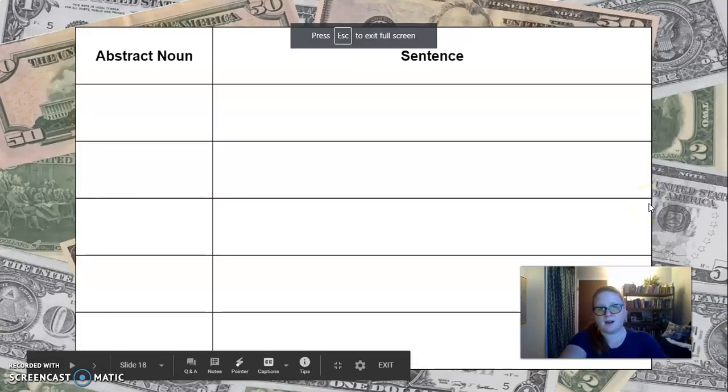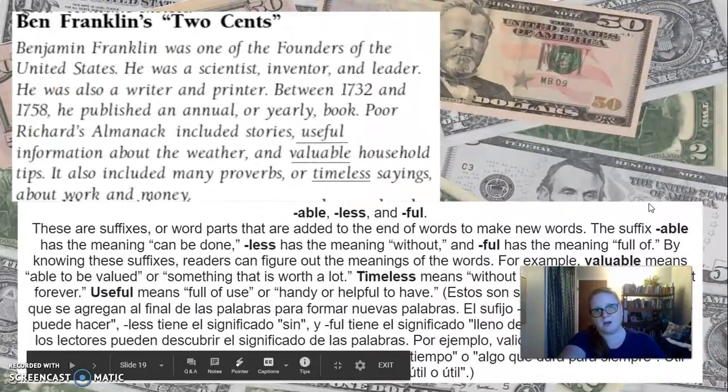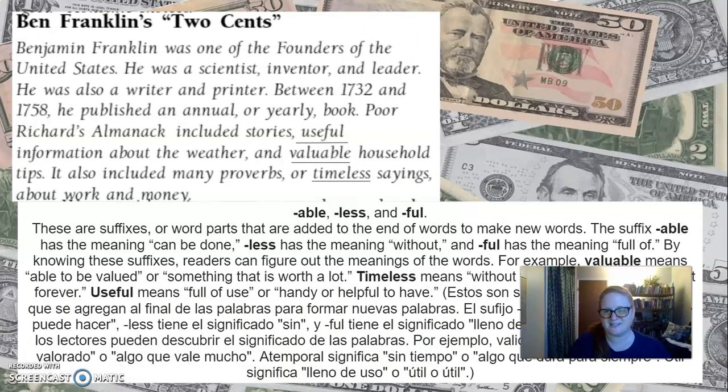Okay, so that's the first part of your reading assignment. Now we're going to move on to the second part. Now we're going to be talking about suffixes.